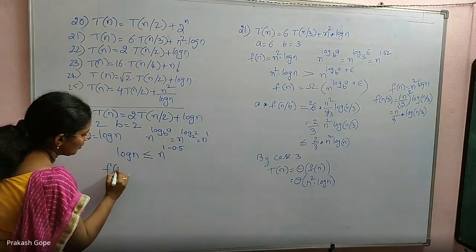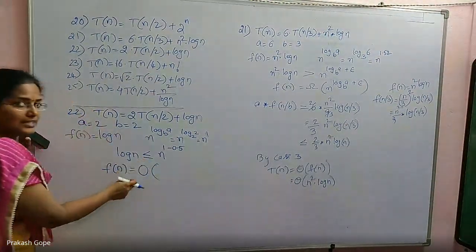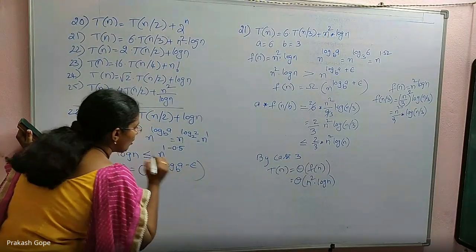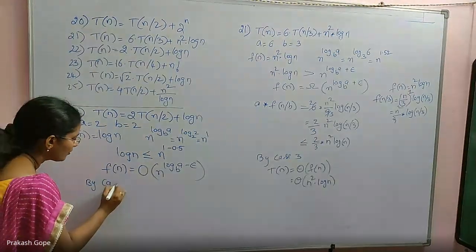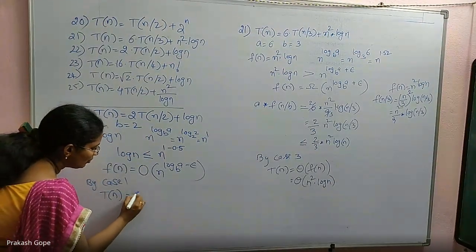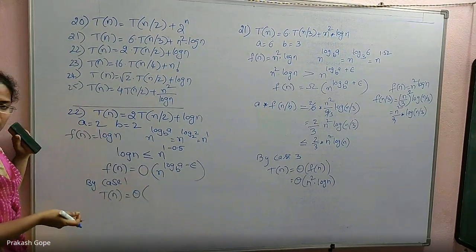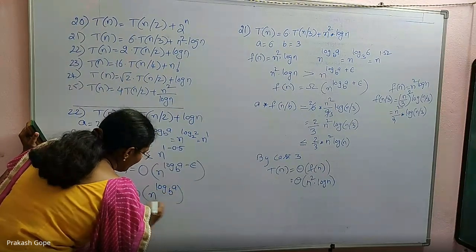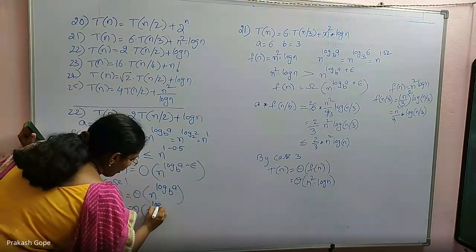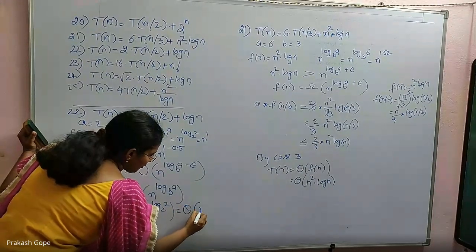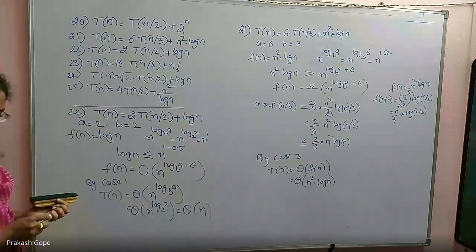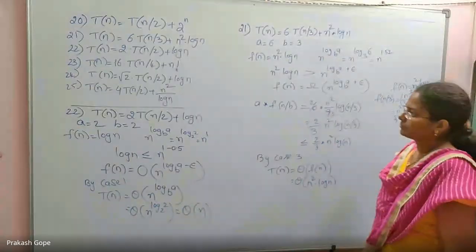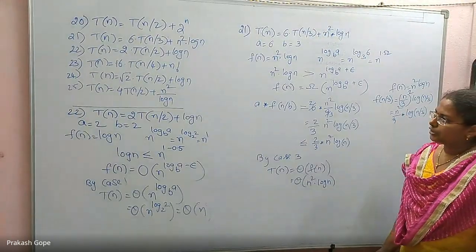So f of n is equal to big O of, because it is less than or equal to, big O of n power log a to the base b minus epsilon. So by case 1, T of n is equal to theta of, what is the formula? N power log a to the base b, which is n power log 2 to the base 2, so theta of n power 1, which is theta of n. So that is question number 22.